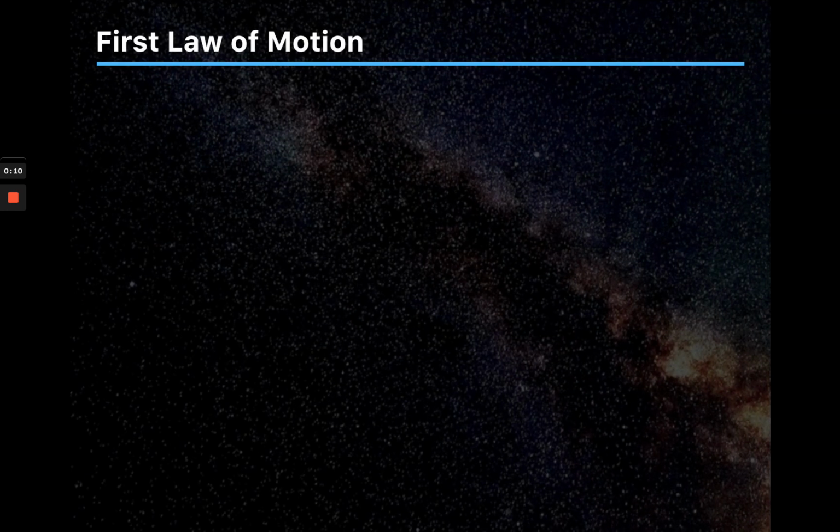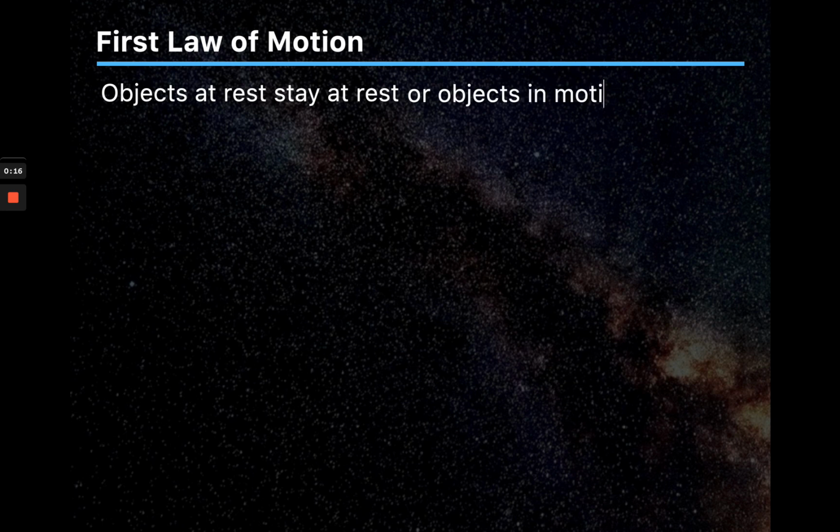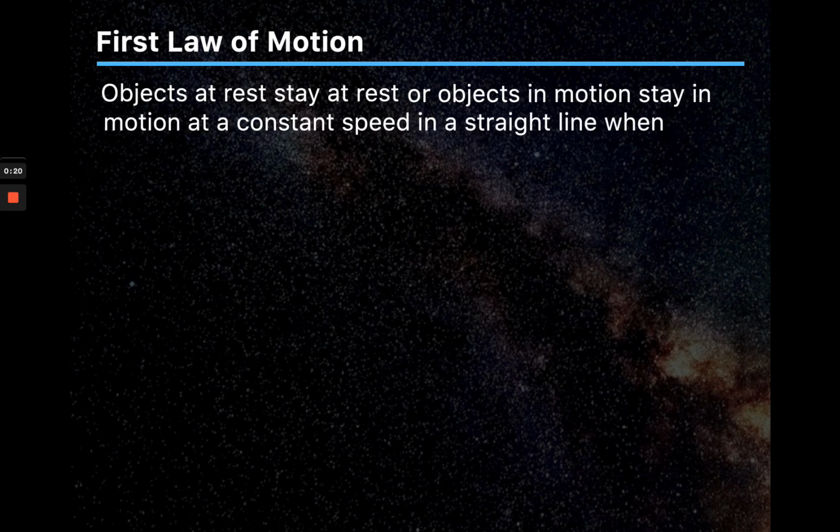Here we have the first law of motion. Now, in the first law of motion, objects at rest stay at rest, or objects in motion stay in motion at a constant speed in a straight line when and only when the forces are balanced. That is, the net force is equal to zero.